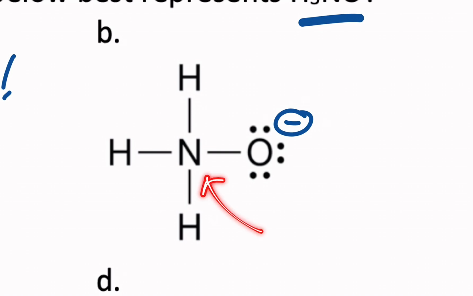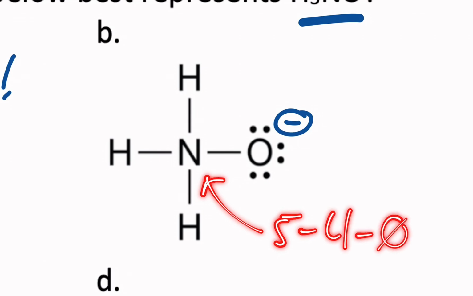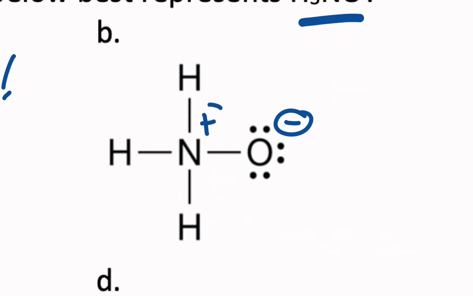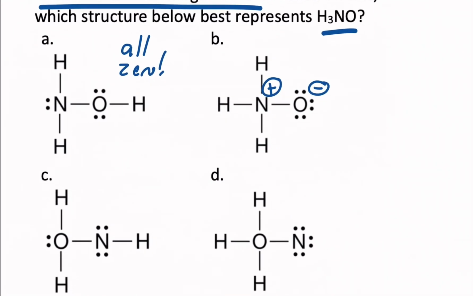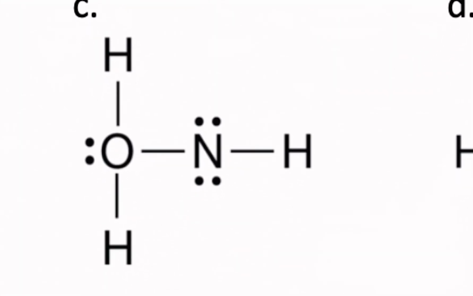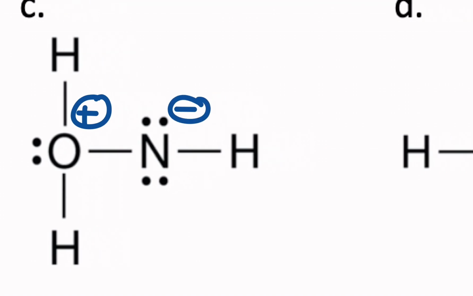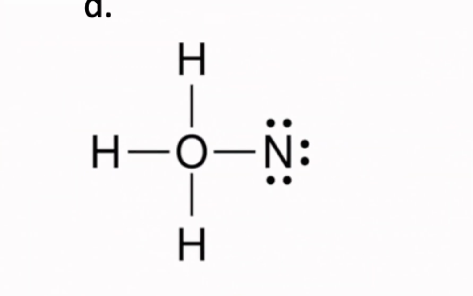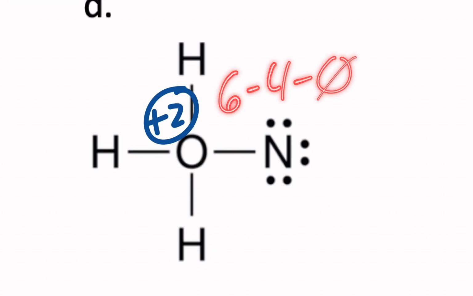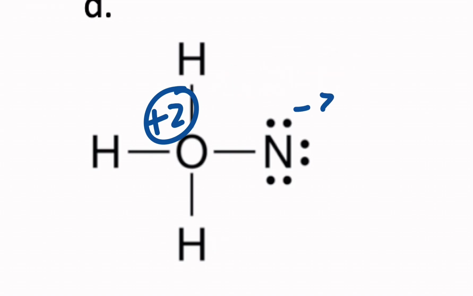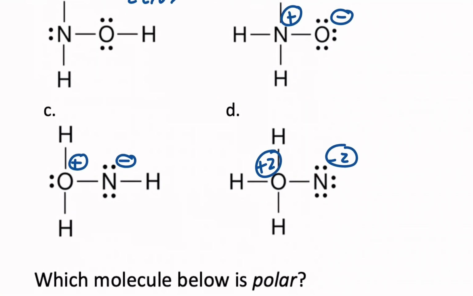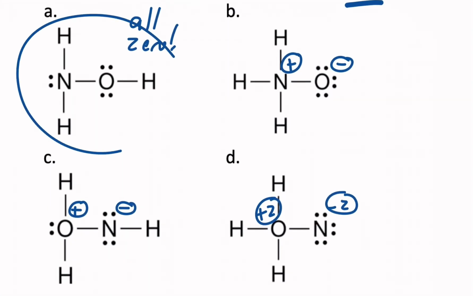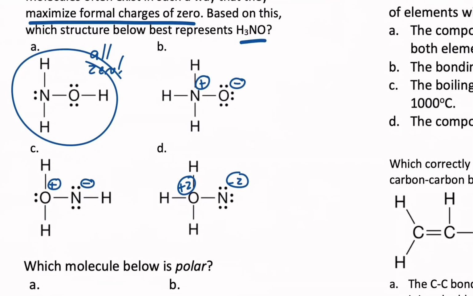Nitrogen would be 5 minus 4 bonds minus 0 dots. That is a +1 formal charge. So not as good as A, because B has some formal charges. C would have formal charges. There'd be a plus on the oxygen, and there would be a minus on the nitrogen. And D has formal charges. D would have a +2 on the oxygen. That comes from 6 minus 4 minus 0. And the nitrogen would be a -2 formal charge. So that's our worst one. So A looks like the best because it's got no formal charges.